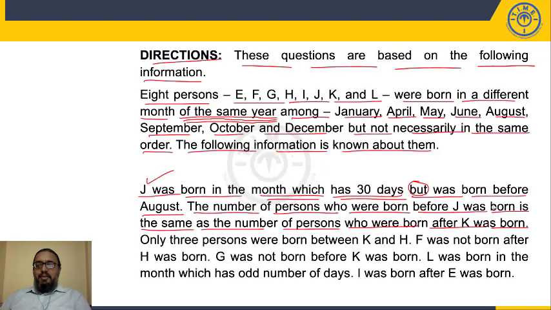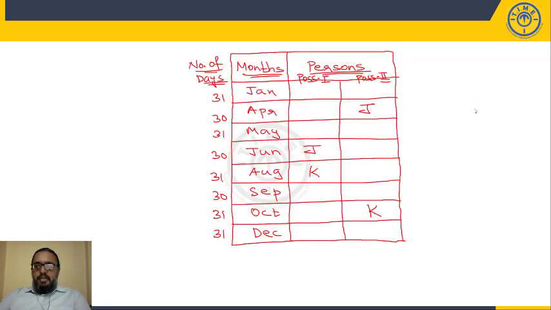Then only 3 persons were born between K and H. So it says there are only 3 people born between K and H. So K can be above H or K can be below H also. Now because he says only 3 people between K and H, according to the possibility we will check. In the first possibility K comes in the month of August. So after K, you only have 3 months. That means I need to leave those 3 months, then I will have to fix H. Is it possible? It is not possible.